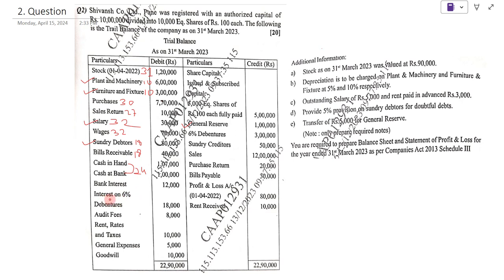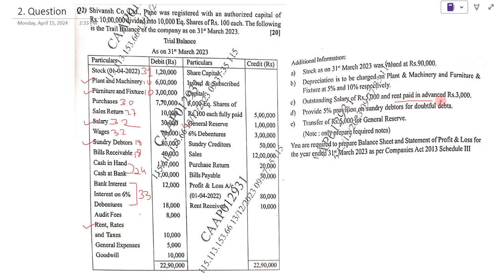Bank interest and interest on 6% debentures, both these entries will go in note number 33. The heading of note number 33 is finance cost. Audit fees, we also have an adjustment on rent, rates and taxes.